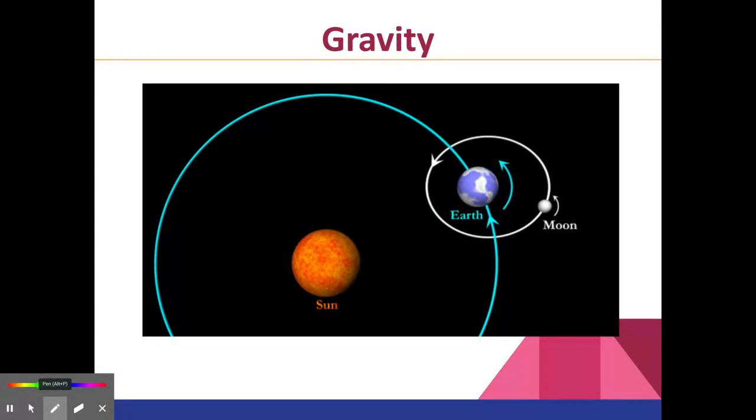So here I've got a diagram, a picture of the sun and the earth and the moon. Okay. Now, gravity is the attraction of the earth here towards the sun.